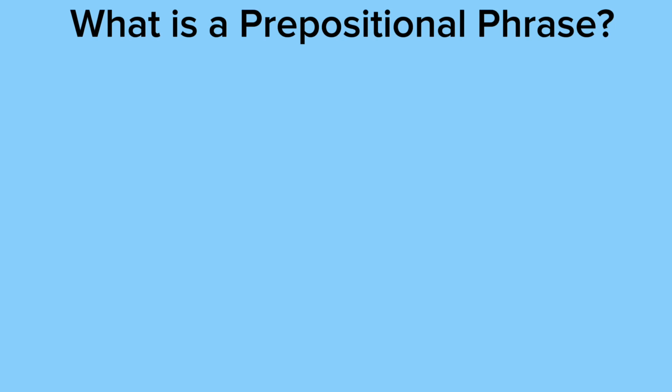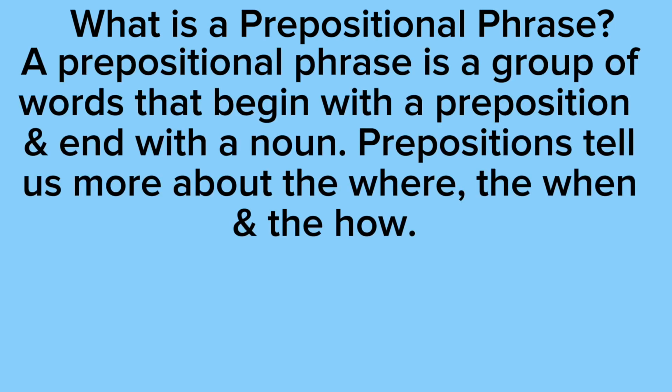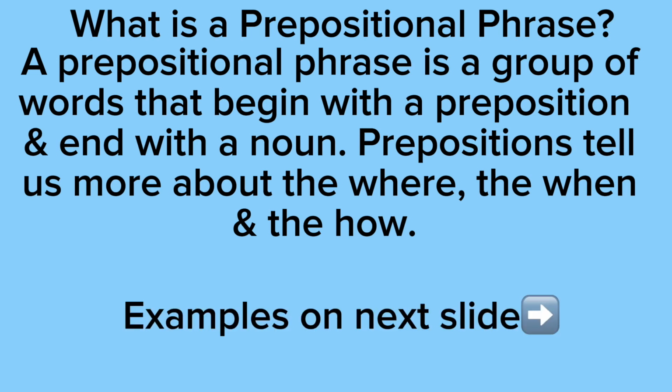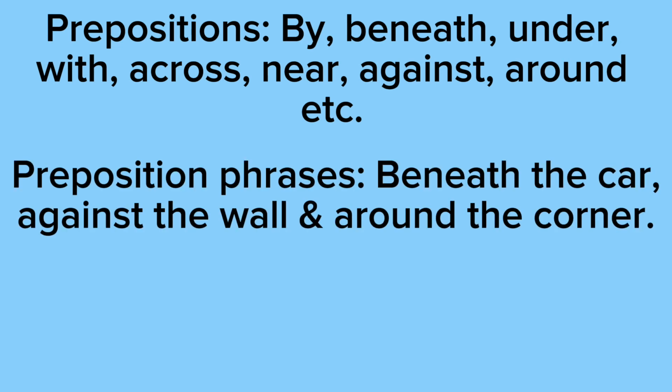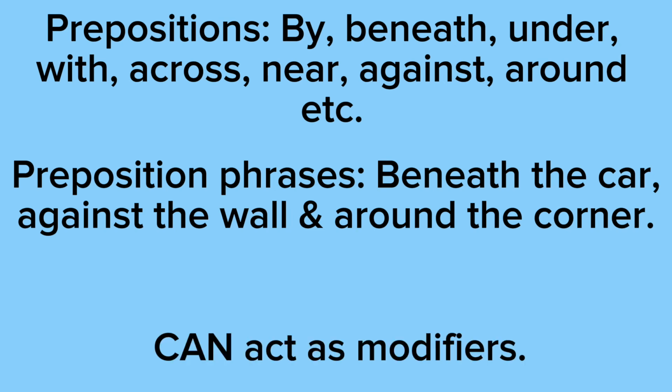Now, what is a prepositional phrase? A prepositional phrase is a group of words that begin with a preposition and end with a noun. Prepositions tell us more about the where, the when, and the how. And the examples will be on the next slide. So here are some prepositions just to give you a better idea: by, beneath, under, with, across, near, against, around, etc. And here are some prepositional phrases: beneath the car, against the wall, and around the corner. And prepositional phrases can act as modifiers.